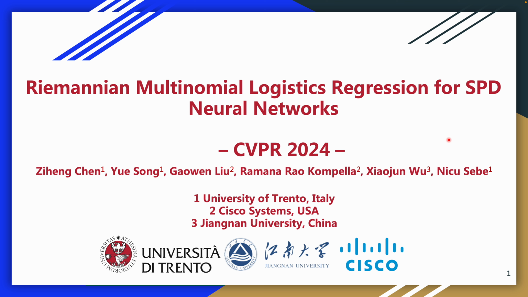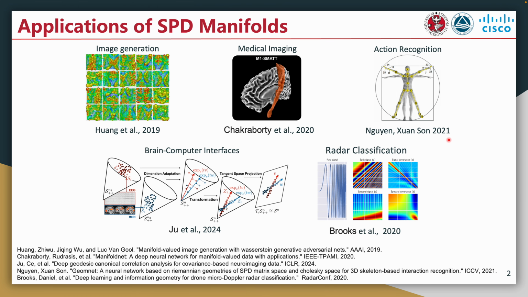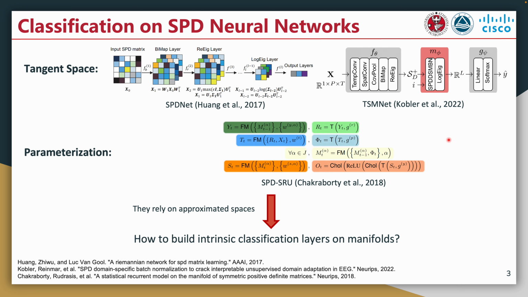I'm here to present our CVPR paper, which extends the Euclidean multinomial logistic regression, known as MLR, into the SPD manifolds for better classification. In computer vision, there are many features on SPD manifolds, or symmetric positive definite matrices, such as in medical imaging, action recognition, brain computer interfaces, or radar classification. So there are several networks where the hidden and the input features are SPD matrices.